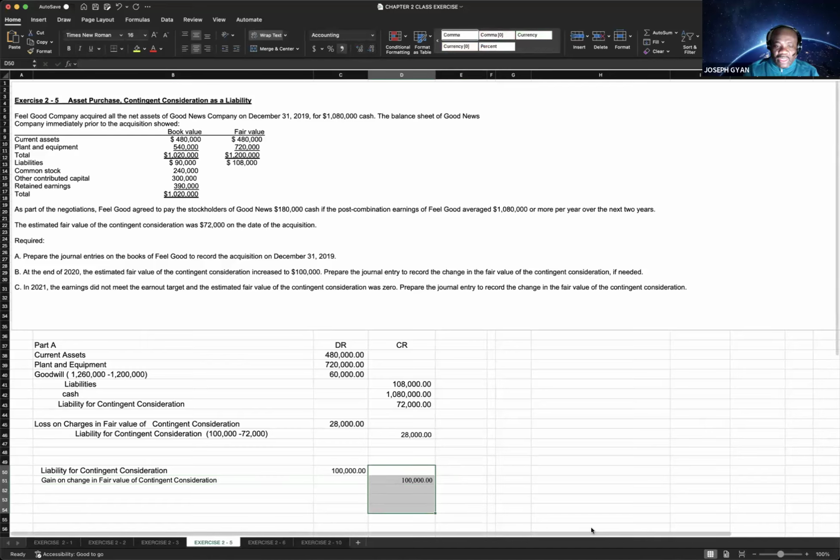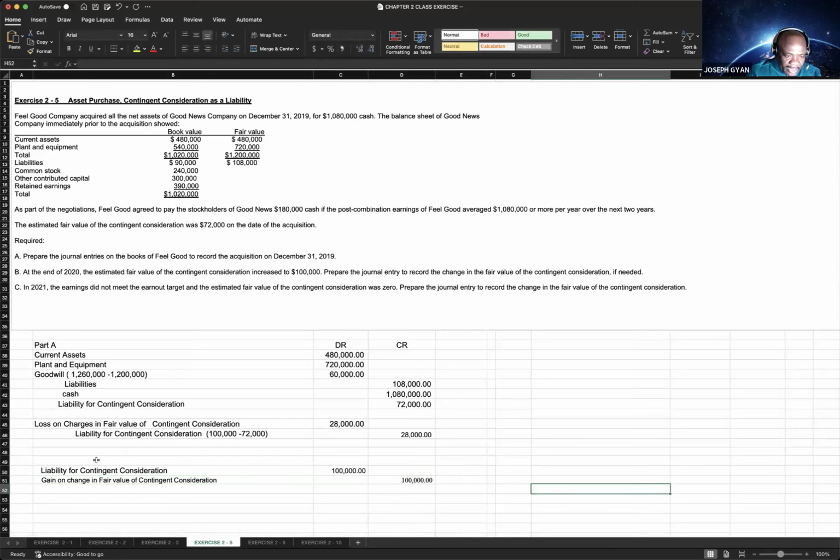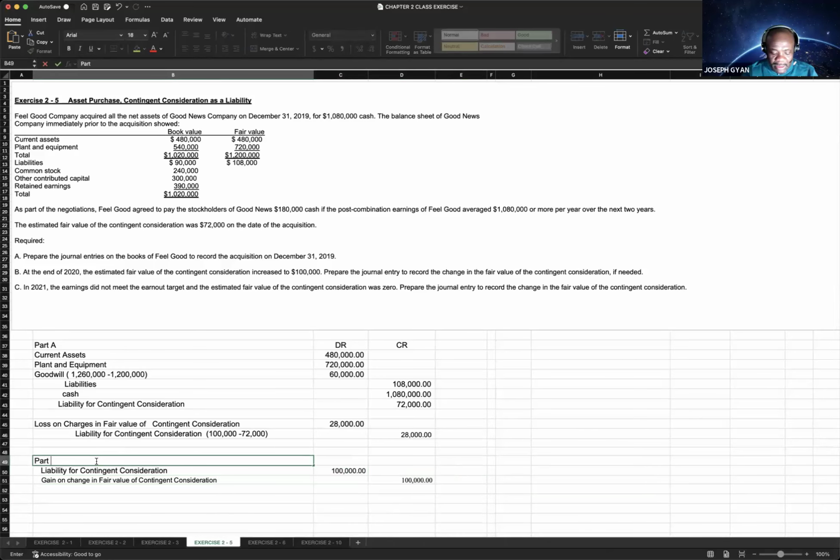It's a gain to the what? To the company. To the gain. So remember, let me put here, this is part C. This is part B.